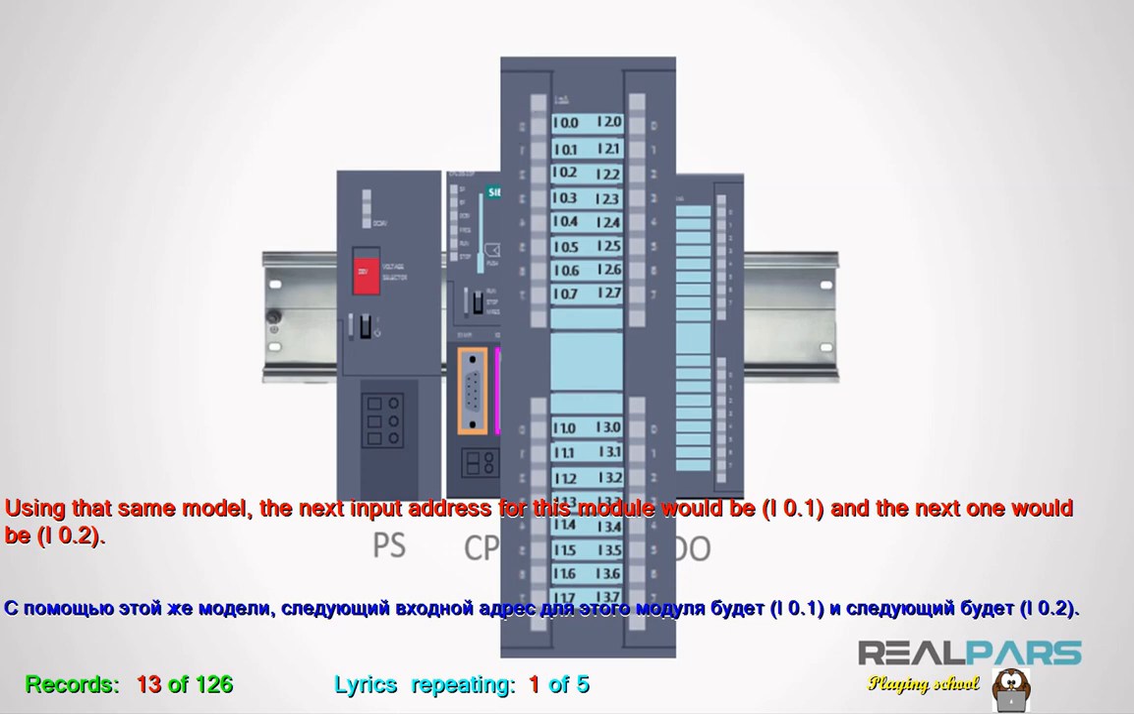Using that same model, the next input address for this module would be I0.1, and the next one would be I0.2.